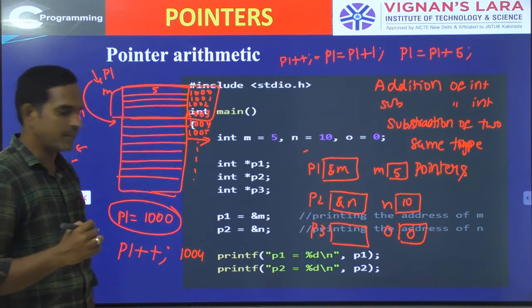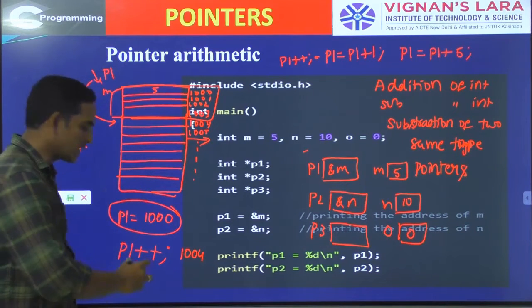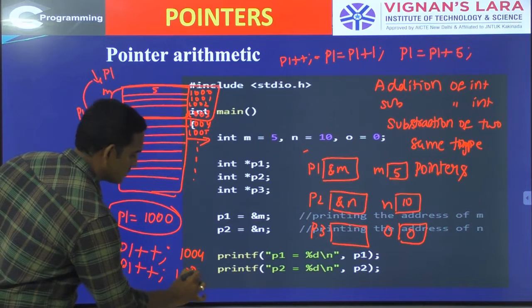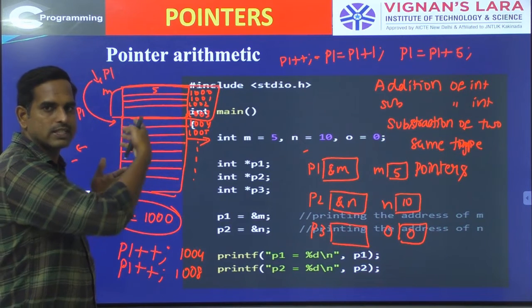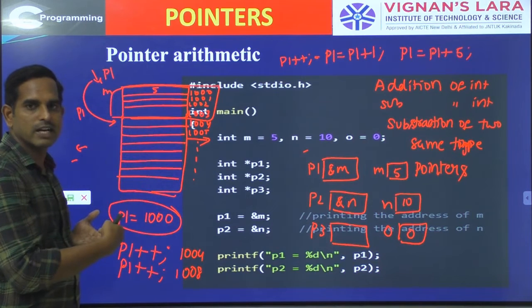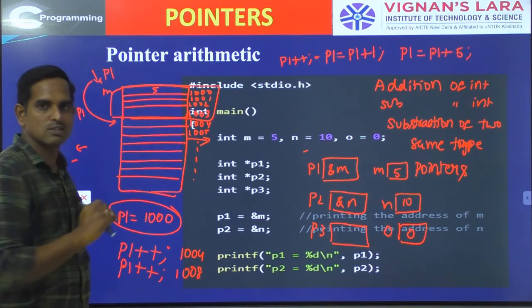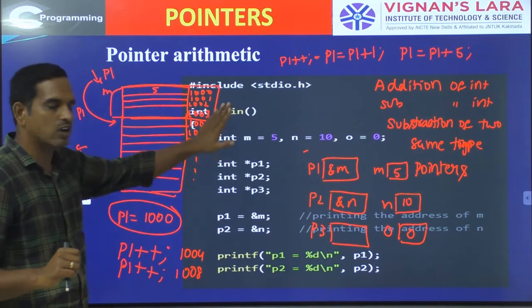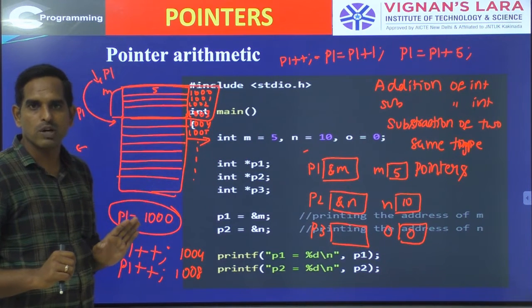Okay, p1 will contain 1004. If I increment again, now p1 will contain 1008. So like this, if I keep incrementing my particular pointer, I will be going to the next memory location, even though this particular memory location might not be used in your program.